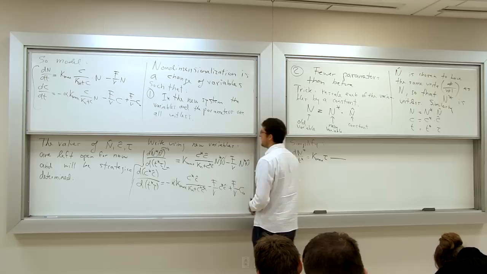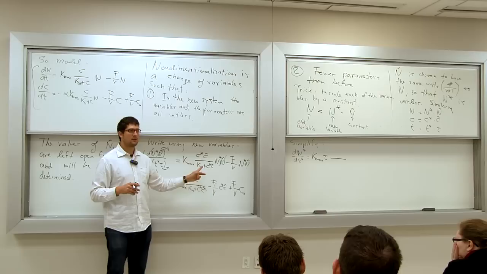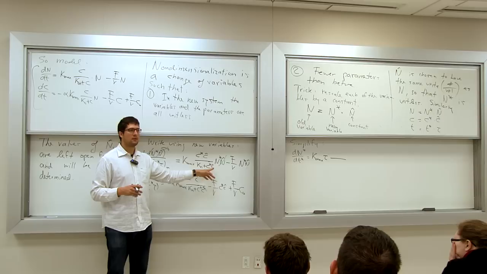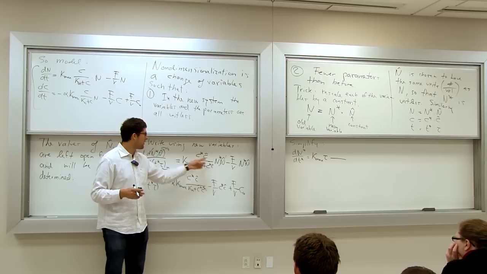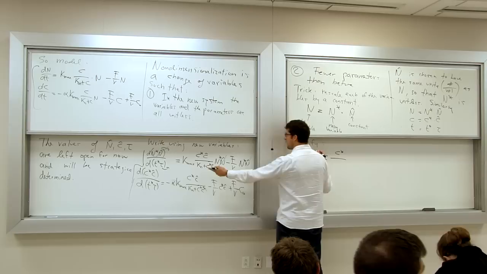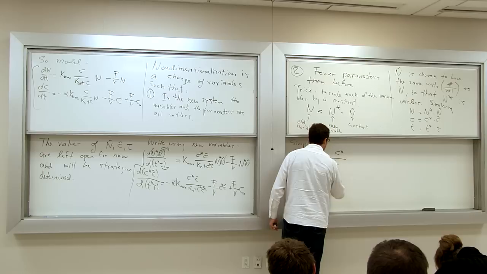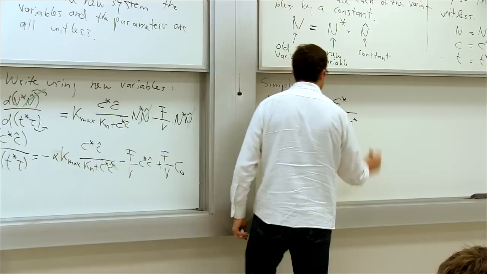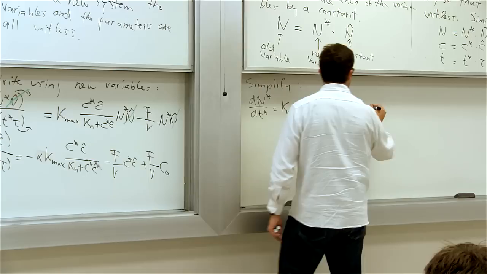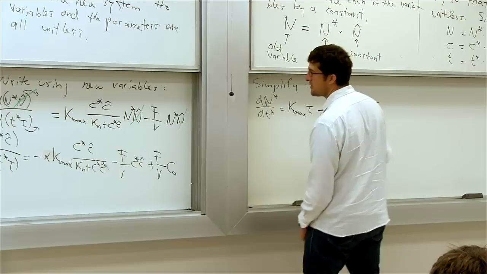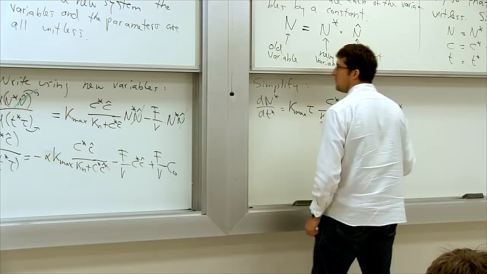And I'm going to do something else to simplify this. Can anybody think of how I can simplify this fraction here? The c hat shows up twice right now. Any way to write it just as one c hat instead of two? Yeah, divide top and bottom by c hat. So now we have kn over c hat plus c star, right? Okay, what else? Oh, and I have to multiply by n star minus f over v. Oh, times tau times n star.